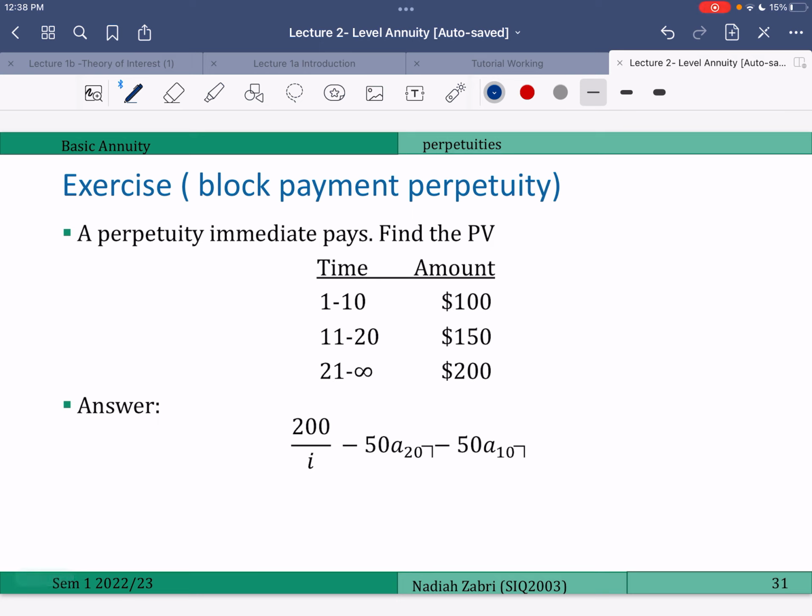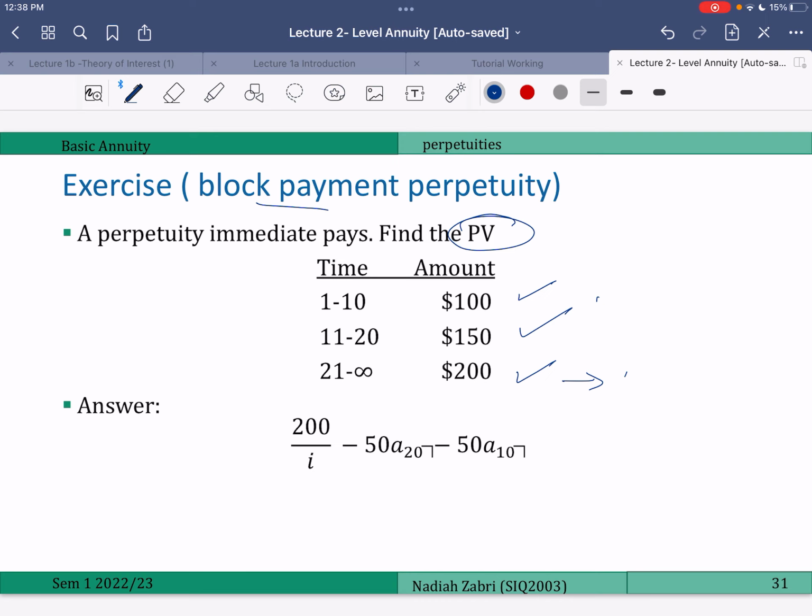Okay, so here is an exercise for block payments of perpetuity. This is the perpetuity between years 1 to 10, our block is $100. Between 11 to 20, our block is 150. But from 21 to infinity, the block is 200, so it goes 200 until infinity. Again, if we want to do block payments, remember we need to start from the furthest point and then go towards the evaluation date. Since we are evaluating present value, our evaluation date is time 0. So we start at the very end.